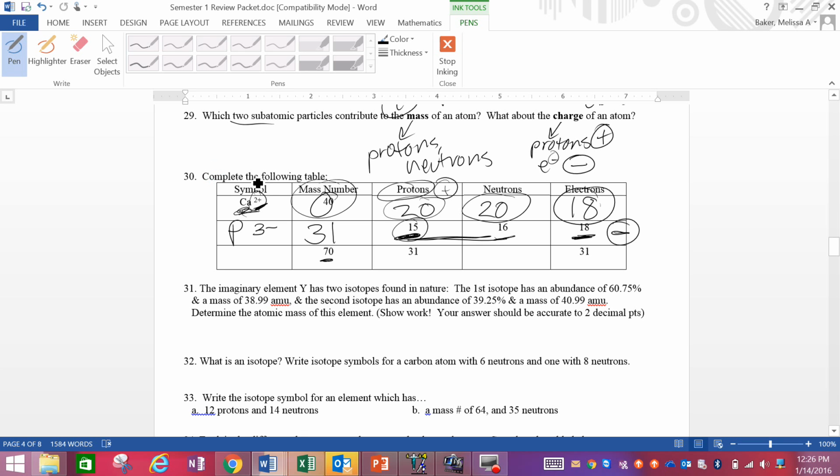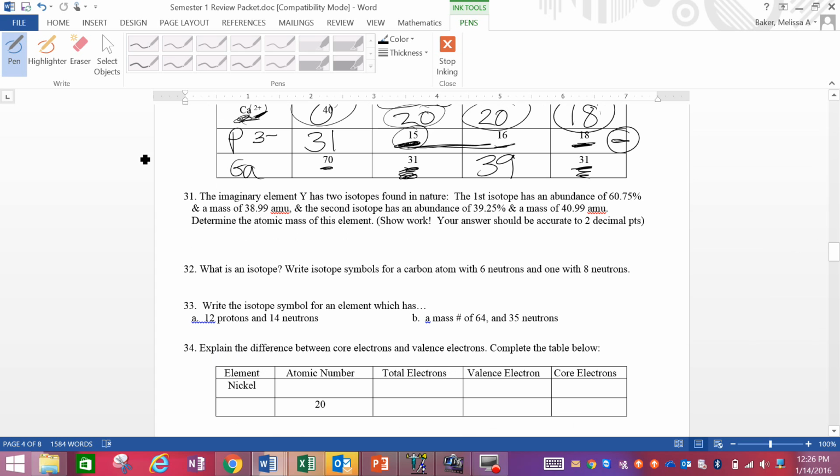Okay, how about our last one here? 70 minus 31 will give us the neutrons. That's 39 neutrons. Check this out. 31 positives, 31 negatives. So that means this has no charge. And number 31 is gallium, so Ga.